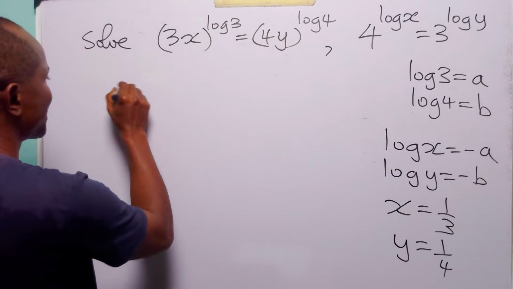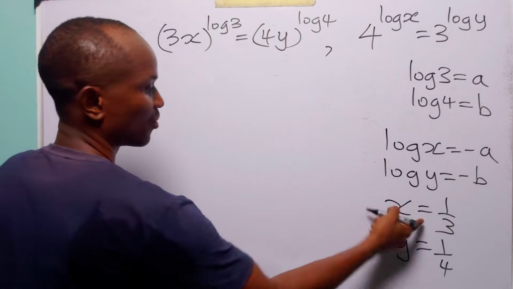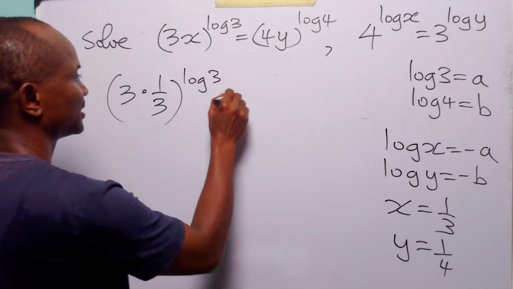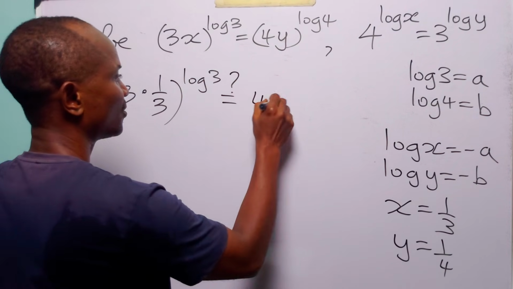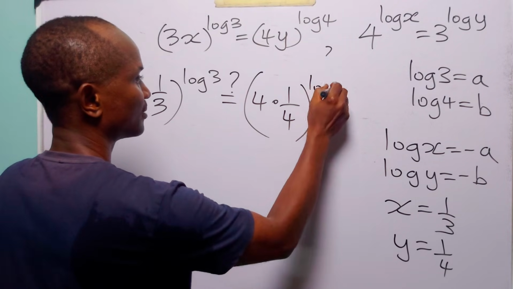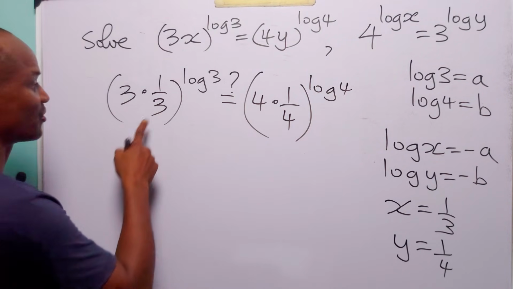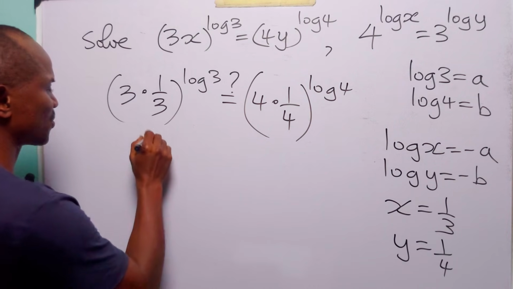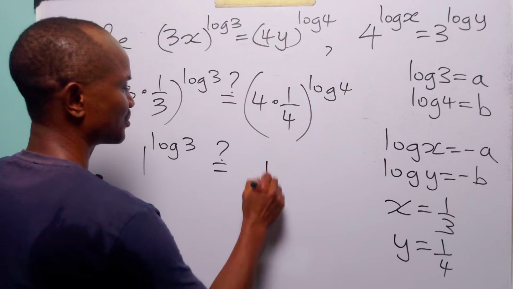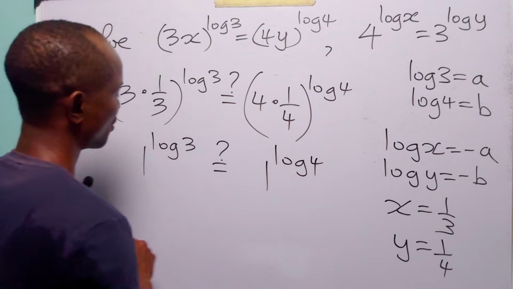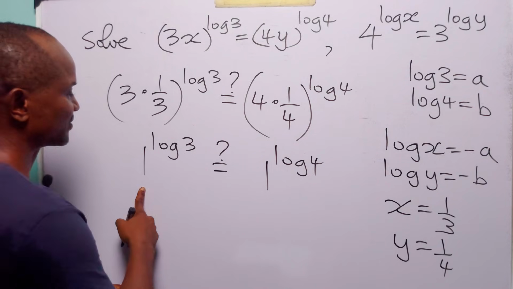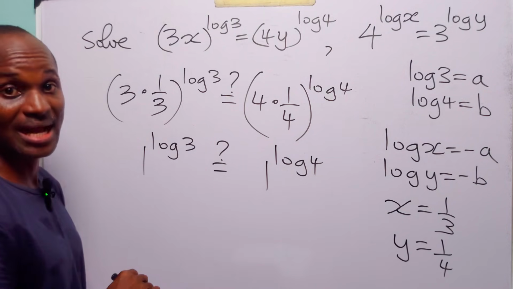And of course, in this case, we have 3 times 1 over 3 to the power log 3 is equal to 4 times 1 over 4 to the power log 4. 3 times 1 over 3 is equal to 1. So this is 1 to the power log 3 is equal to, the same thing happens here, 1 to the power log 4. Of course, you know that 1 raised to any power remains 1. So the left hand side once more is equal to the right hand side.